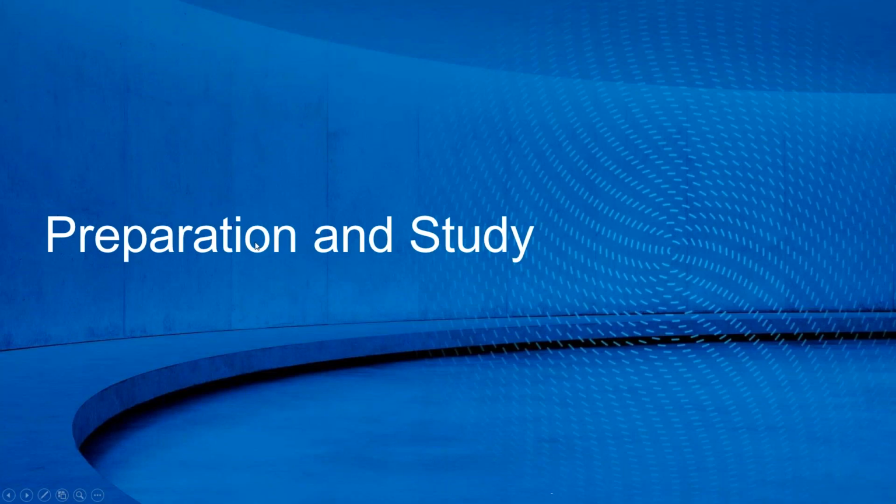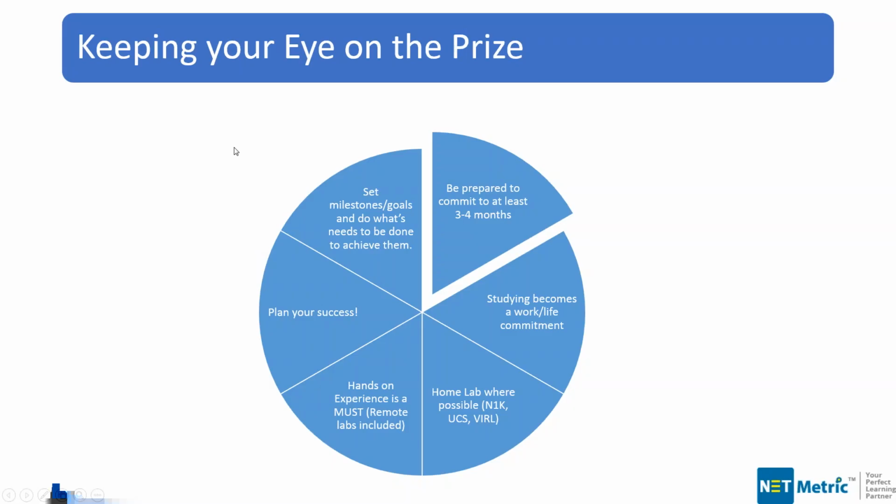So how to prepare and study for the things? Keep an eye on your price. That means be prepared to commit at least 3 to 4 months. This is a rough estimation and it depends from person to person also. Some people usually go with 2 to 3 months, few of them take 4 to 5 months. It depends how much dedication you are giving towards the preparation. Studying becomes a work and life commitment.